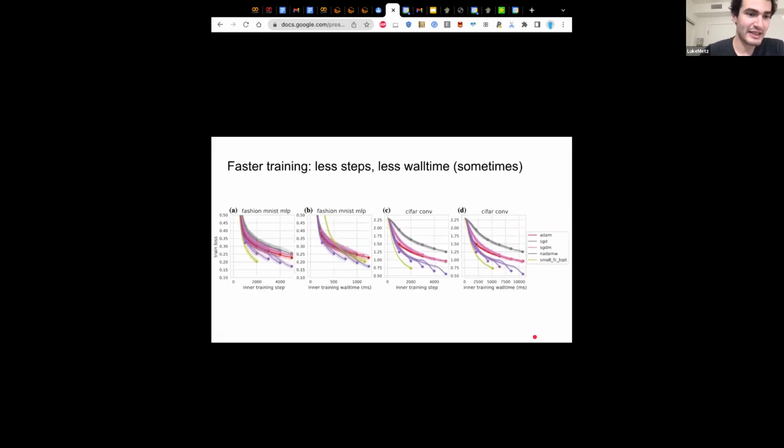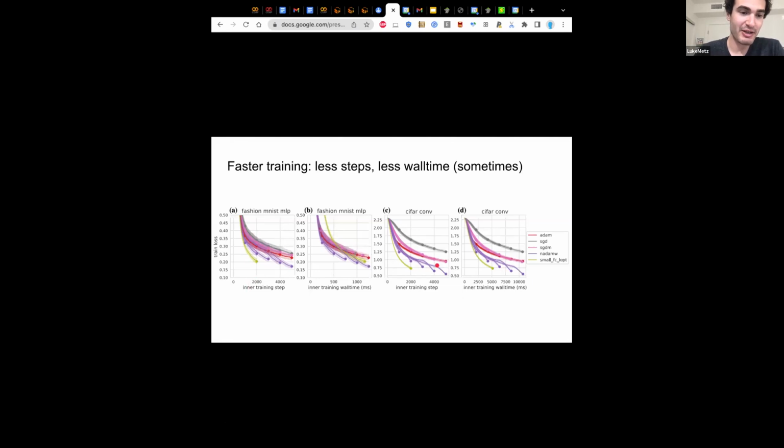Putting this all together, we can now look at some training curves. So we tested on 2 models, a Fashion MNIST MLP and a CIFAR10 ConvNet, and trained a bunch of different baselines as well as our learned optimizer on them. In terms of steps, our learned optimizer always performs better than all these baselines. This is figure A and figure C.